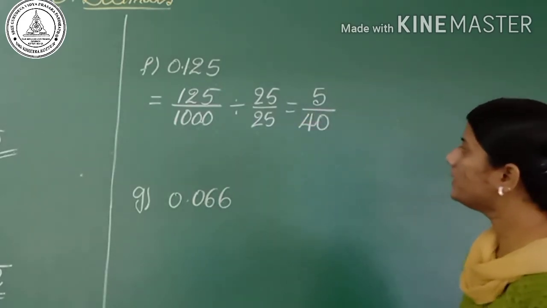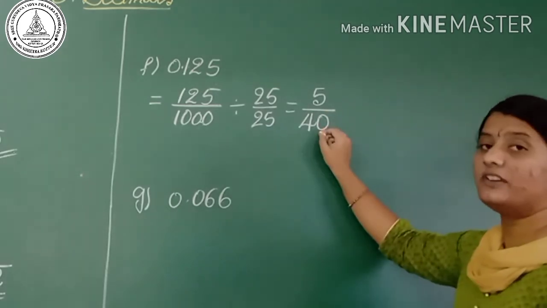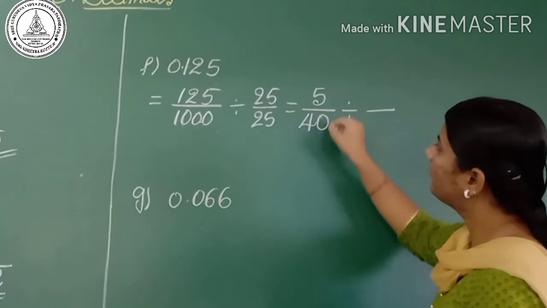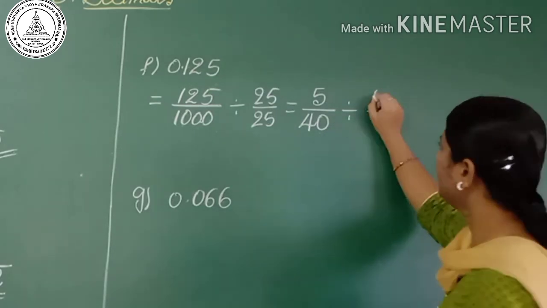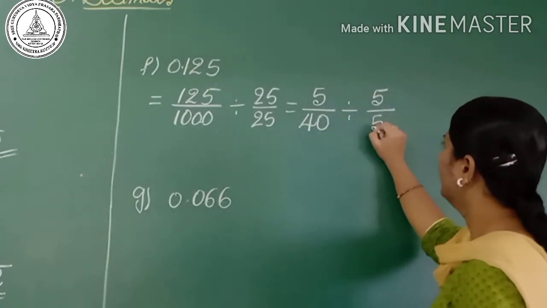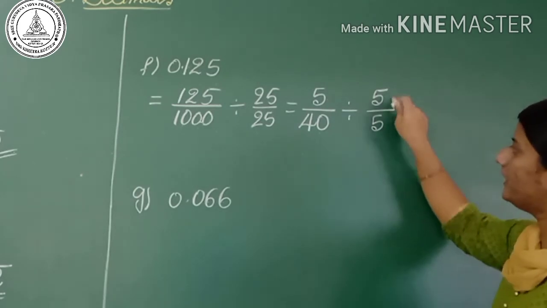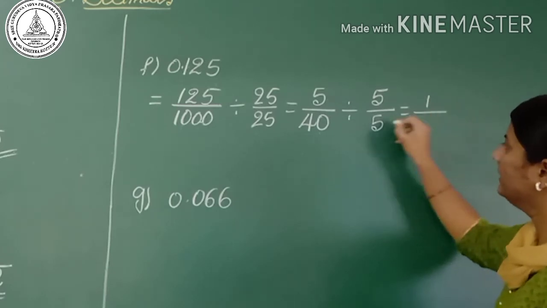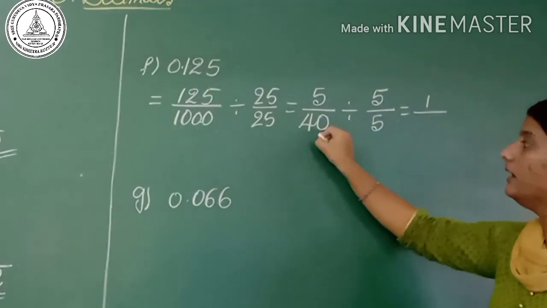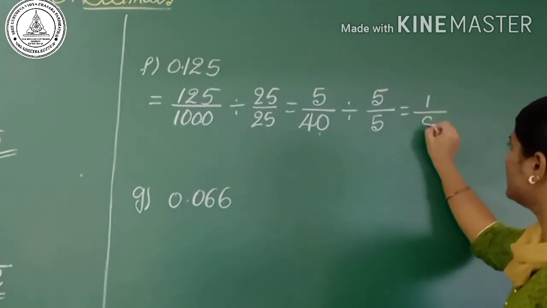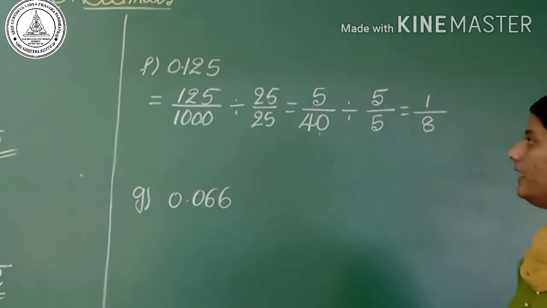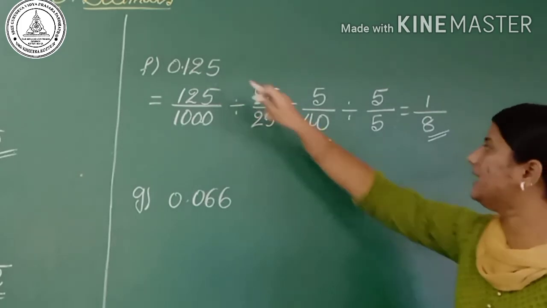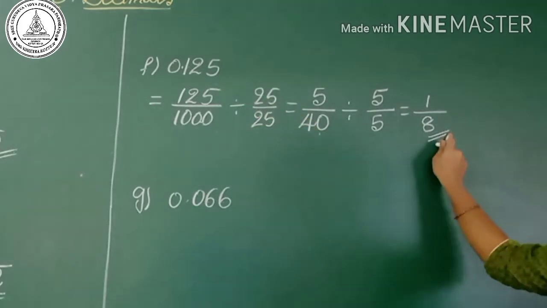Again you will see here 5 and 40 are divisible by the same number, 5. Divide the numerator and denominator by 5. 5 ones are 5. Then 5 eights are 40. Okay, the lowest form of the decimal number 0.125 is 1 by 8.